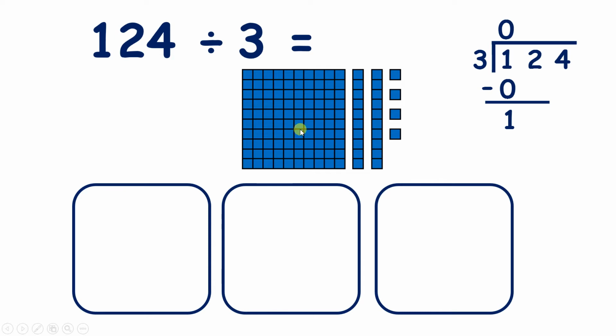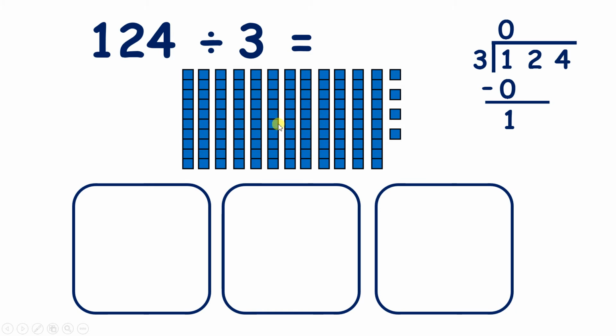So what are we going to do with this 100? Well, to be able to share it out, we need to break it up into 10 tens. We need to exchange our 100 for 10 tens. So now, if we bring down our 2 tens, we make the number 12. And that tells us that we have 12 tens to share out.